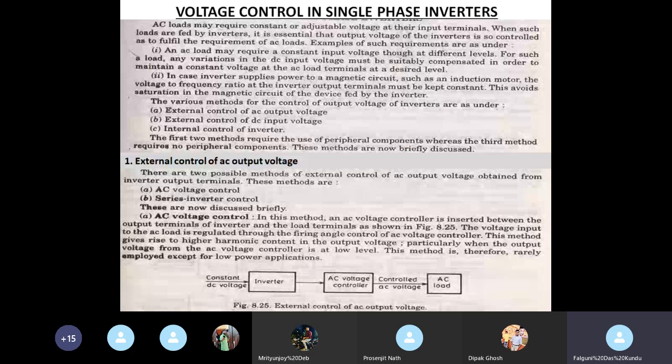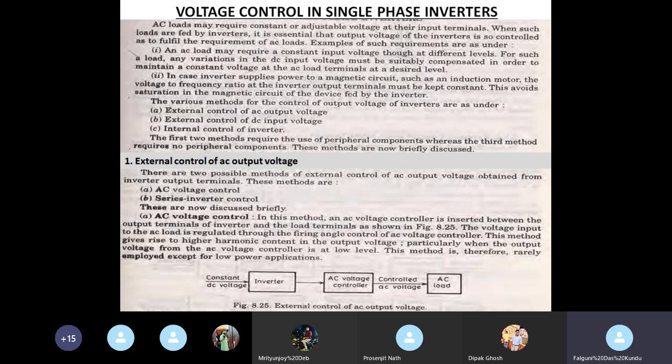Number one is external control of AC voltage. Number two is external control of DC input voltage, and number three is internal control of the inverter. The first two methods require the use of peripheral components, whereas the third method, that means the internal control of the inverter, requires no peripheral components. Now we are going to discuss the details of these three control strategies.